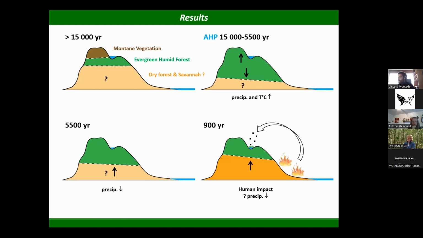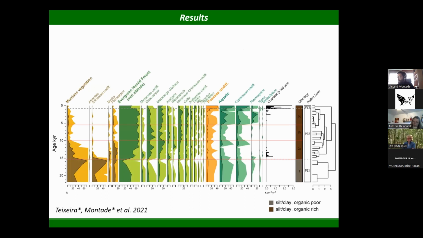And during the last millennium, 900 or 1,000 years before present, we had a lake level decrease and, at the same time, an important increase of anthropogenic fire in the surroundings of the mountain. So, as I said, during the Holocene, the rainforest, except during the last millennium, is quite stable.